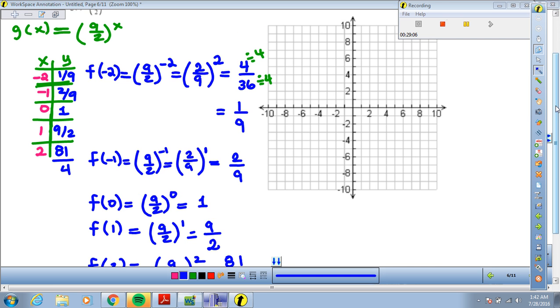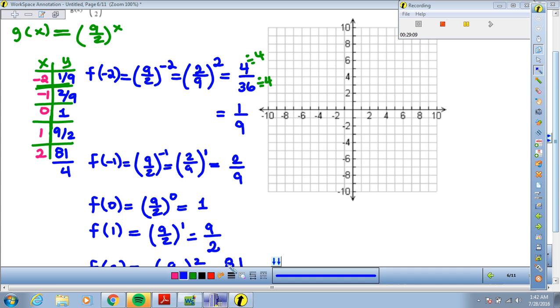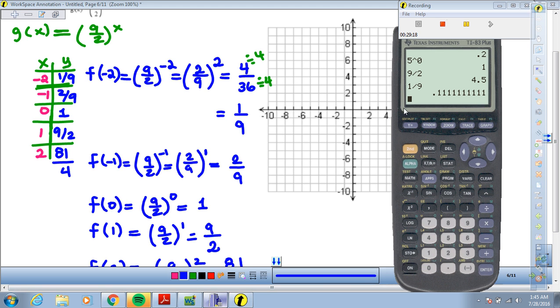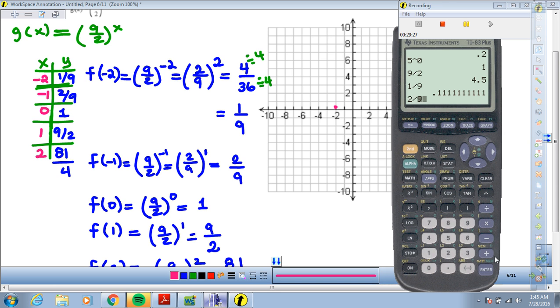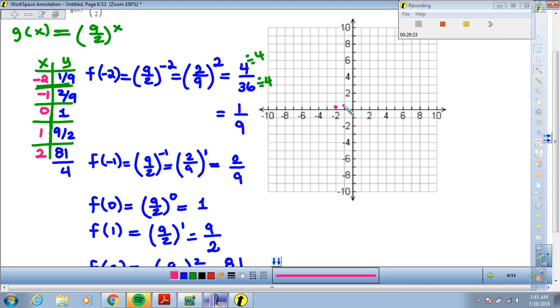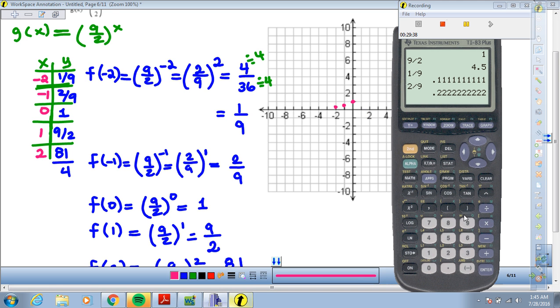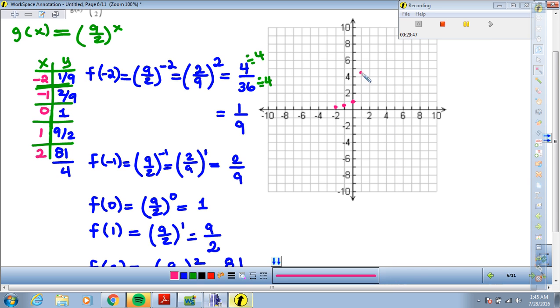So now let's plot the points that we got from this table. Obviously, there's a bunch of fractions that you're going to have to change into decimals. So 1/9 is 0.1. So -2 with 0.1 right there. 2/9, or 2 divided by 9, is 0.222. So -1, and slightly above that one. Then 0, 1. And 9/2 is going to be 4.5. So 1 and 4.5 right here.